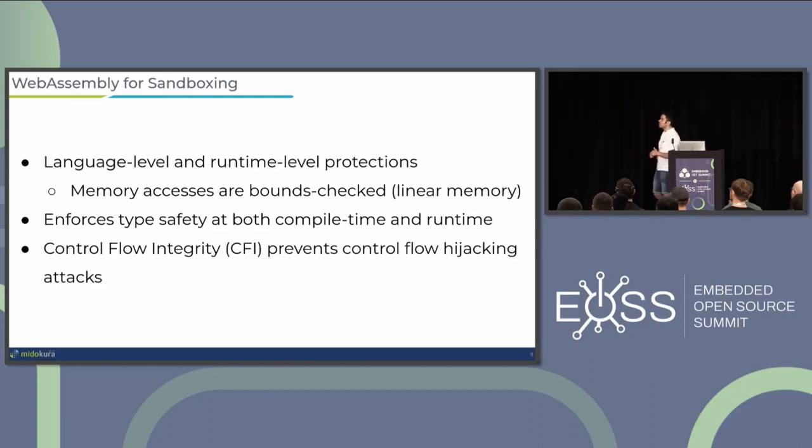WebAssembly for sandboxing. Which protections does WebAssembly have? All what the language level provides to you. For instance, if you are using Rust, you are going to get all the benefits of it. But also there is a runtime level protection. That is because WebAssembly interpreters are forced to check that the memory accesses are within the bounds of your application because of the linear memory. There are other security checks, for instance, the type safety at both compile time and runtime. And there are other protections, like for example, control flow integrity to prevent hijacking attacks.